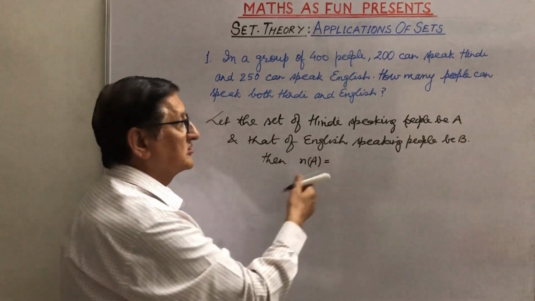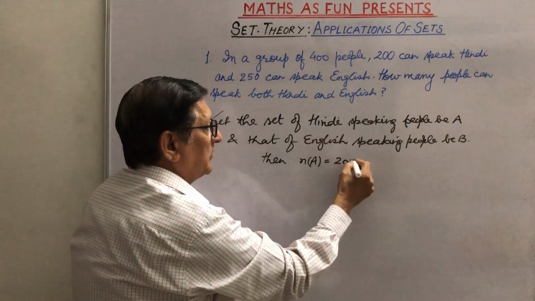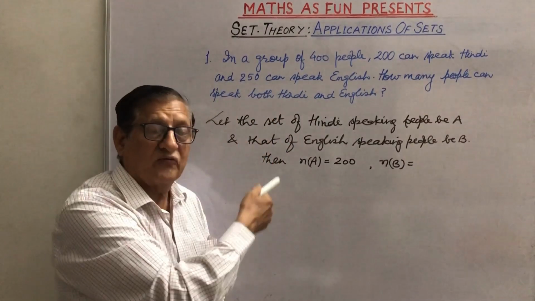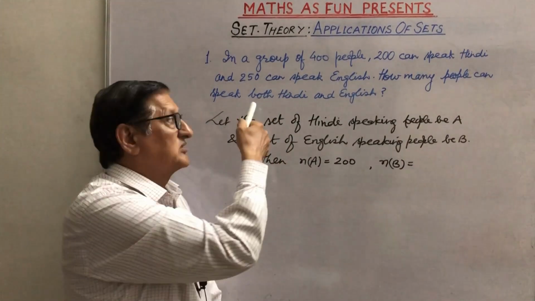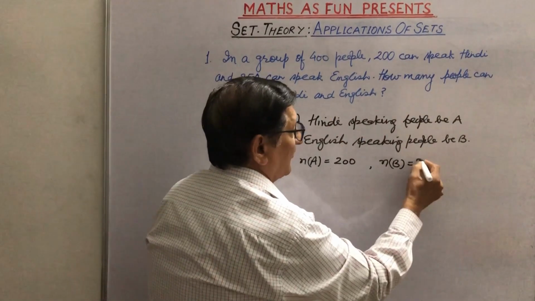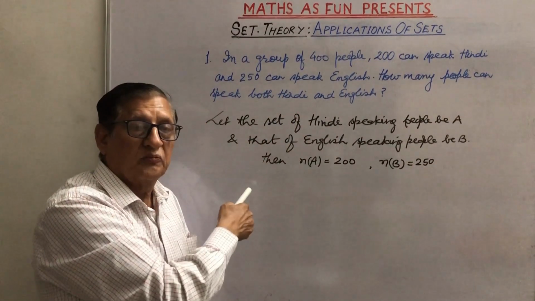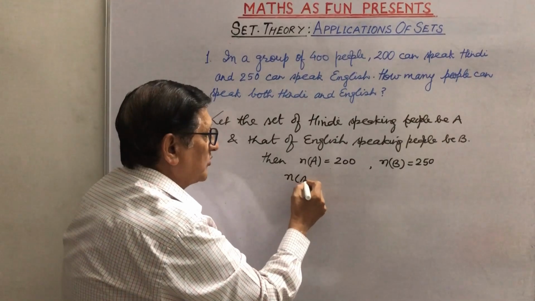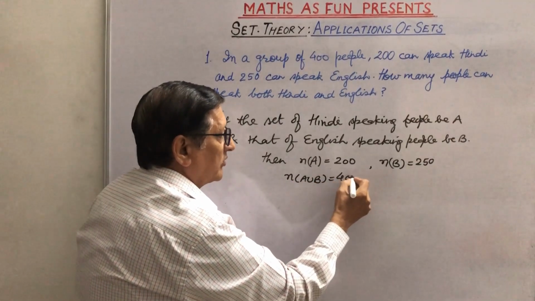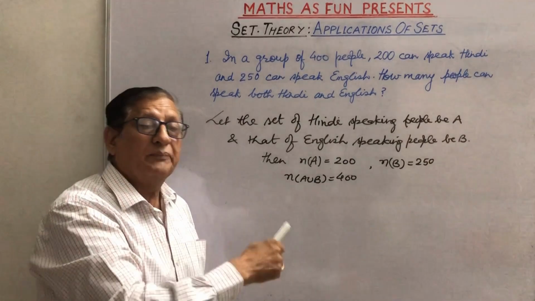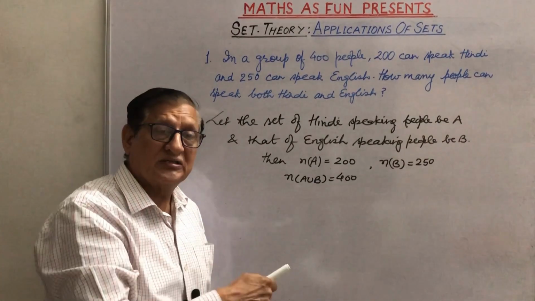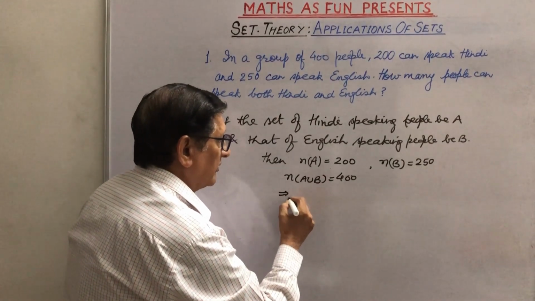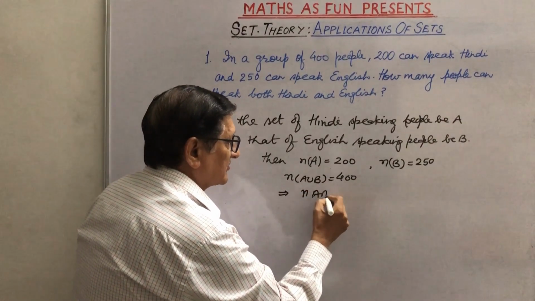Then what is n(A)? n(A) means number of elements in A, and that is 200, because 200 people can speak Hindi. What is n(B)? n(B) means the number of people who can speak English, and that is given here 250. The total number of people what we have taken is 400. It means n(A union B) is equal to 400. We have to find how many people are speaking both the languages. Both the languages means they are common in both, and hence we have to find out here n(A intersection B).